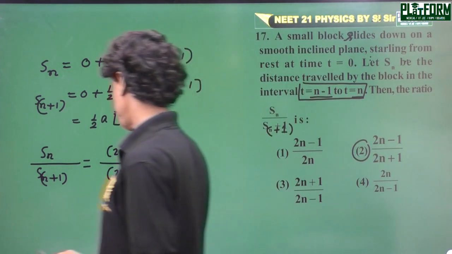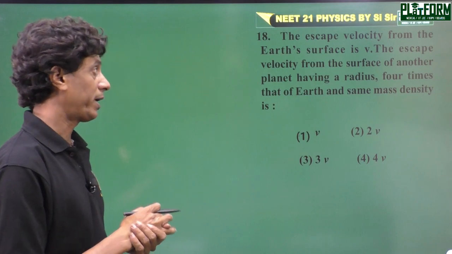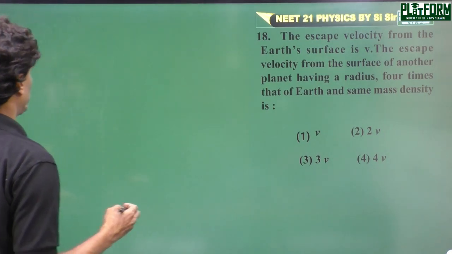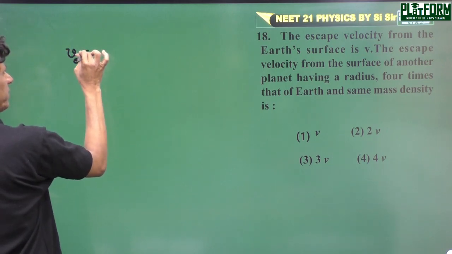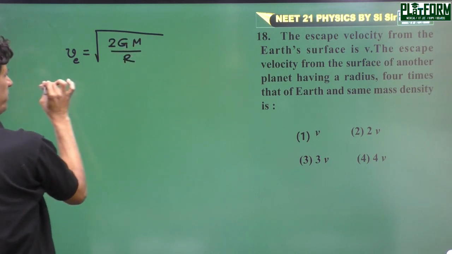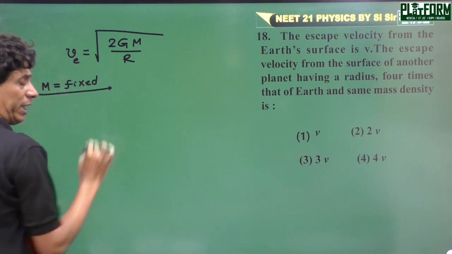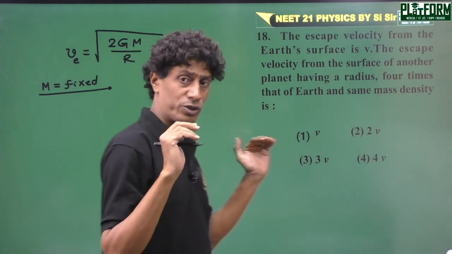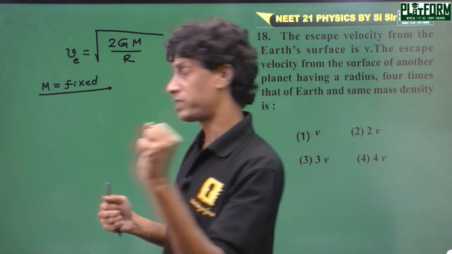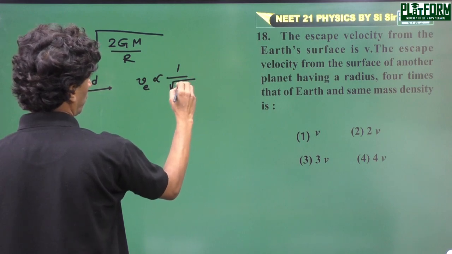Next problem. The escape velocity from the Earth's surface is v. What is the escape velocity from the surface of another planet having radius 4 times that of Earth and the same mass density? Okay, so escape velocity, it is also a very simple question. I have told several times in my class, it is a problem based on two types, particularly given in gravitation: mass control and density control. If the mass of the planet is fixed, then escape velocity is proportional to root over 1 by r.